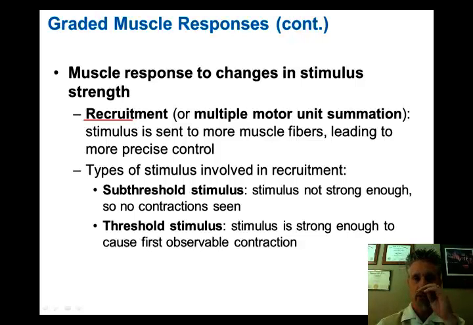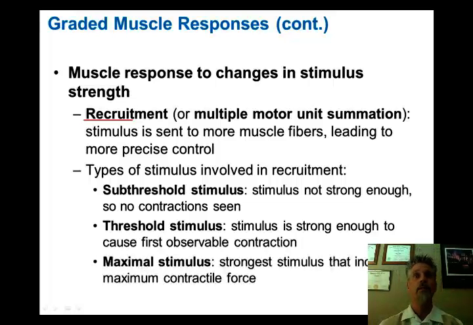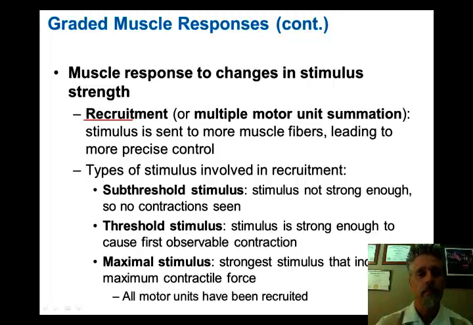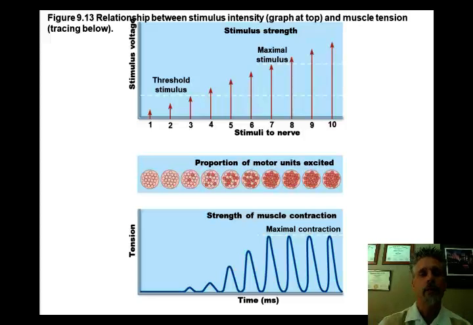So subthreshold stimulus, you haven't quite got it up to the level. Like if you're calling for help, that's so soft that nobody's going to get the signal. Threshold, it's loud enough that people are going to hear it, and you may get some coming over. And then we have maximal stimulus where it's like, I'm freaking out here and I am, air horns and whistling and stuff like that. I'm going to get a big response.